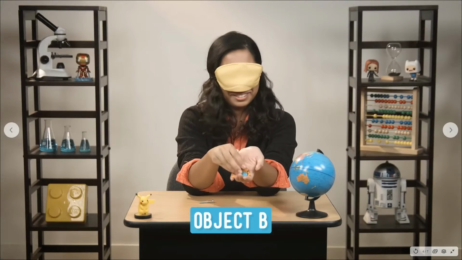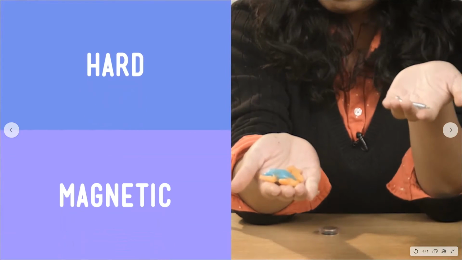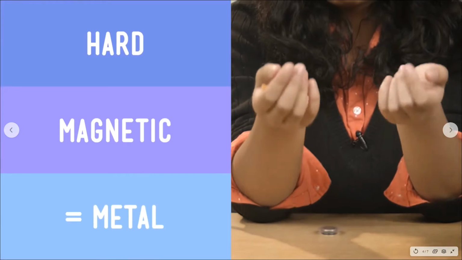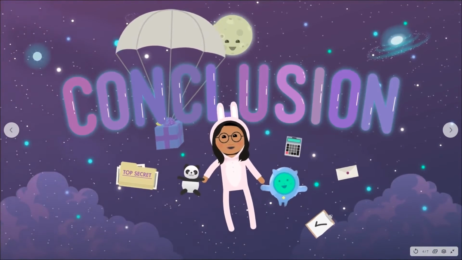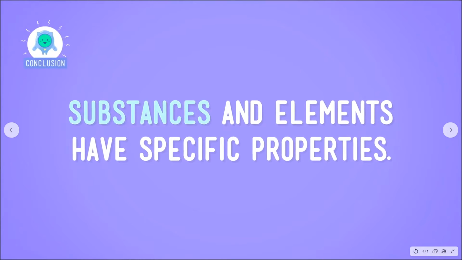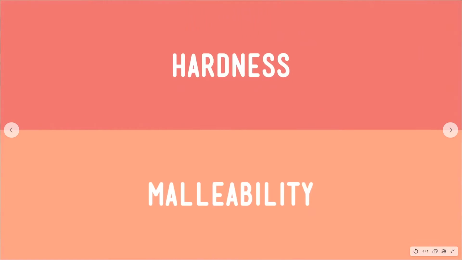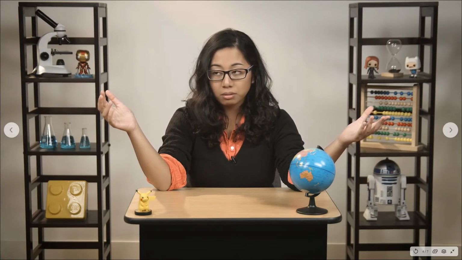So, object A has the properties of being hard and being attracted to the magnet. So we're going to guess that it's the metal. And we're right. Object A is a big old nail and B is, hey, my gummy frog. So, substances and elements have specific properties, and because of this, we can use properties like hardness, malleability, or magnetism to tell something about, or even to identify, unknown substances. It doesn't matter if it's candy or handy hardware. And I'm out of gummy frogs.